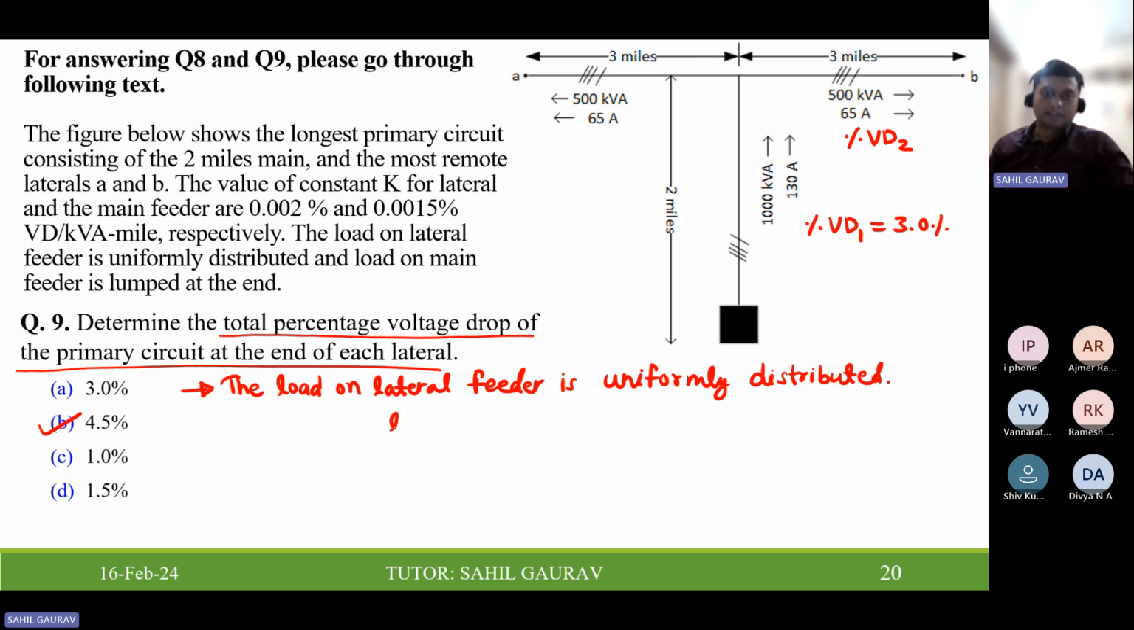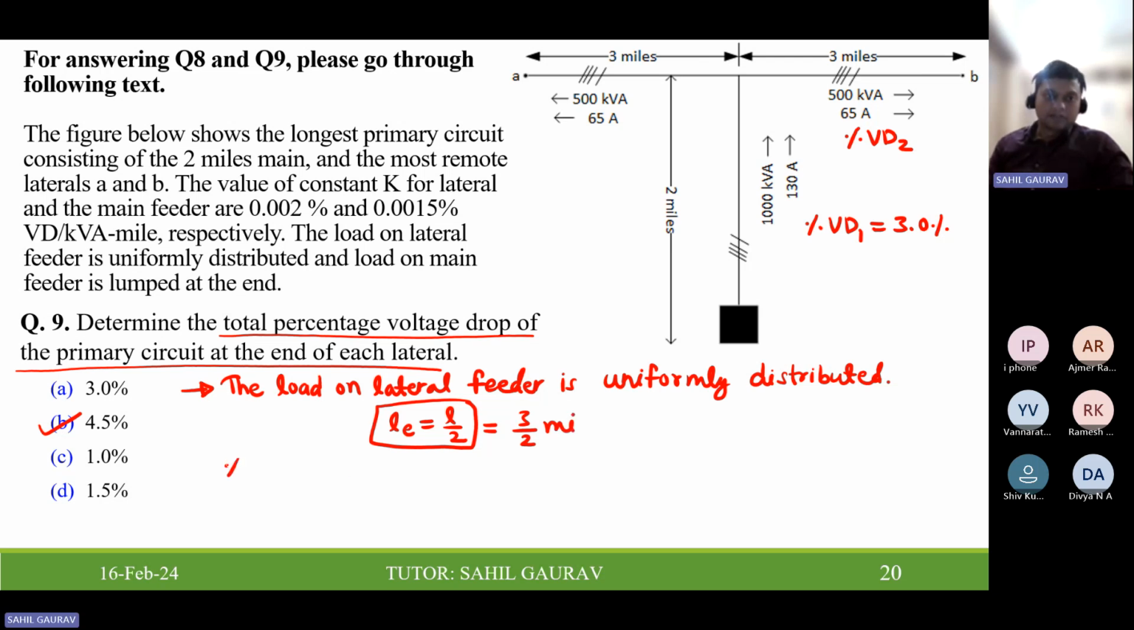So L effective is L by 2. That is the difference from the last one. For the primary feeder, L effective is the total length, while for the lateral, L effective is L by 2, because this is uniformly distributed. So L effective is 3 by 2 mile.